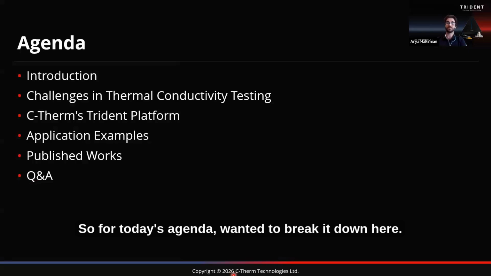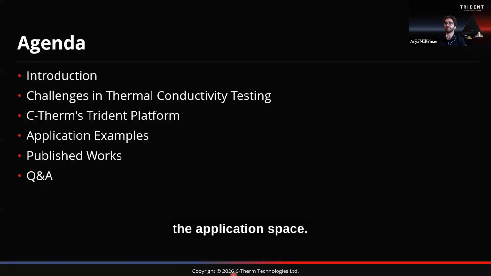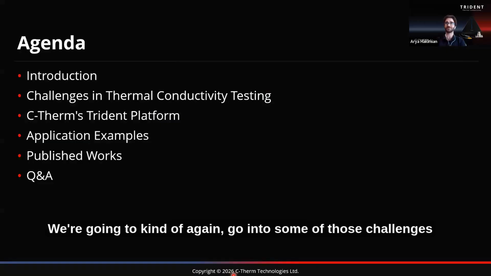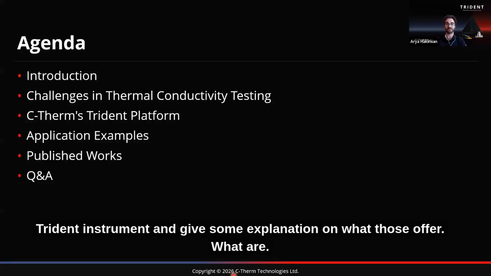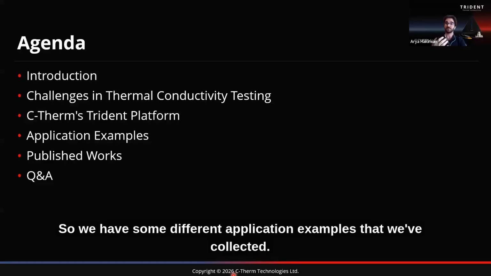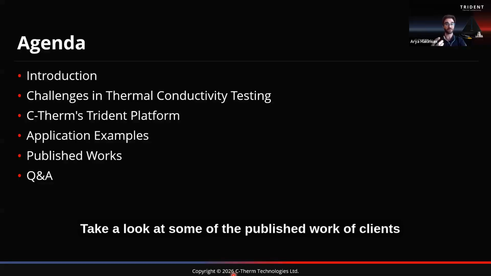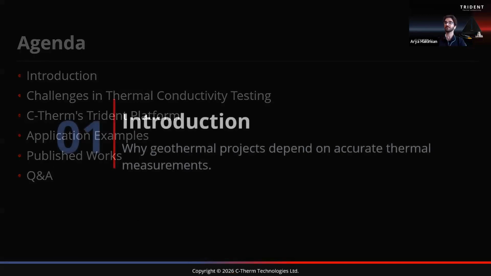So for today's agenda, I wanted to break it down. Here we're going to start out with a bit of an introduction to the application space. We're going to go into some of those challenges that I had mentioned at the beginning, diving into them in a little bit more detail. We'll take a look at C-Therm's Trident instrument and give some explanation on what those options are. And then we're going to go into some data. We have some different application examples that we've collected, and we'll take a look at some of the published work of clients of ours that have used the instrument. And like I said, at the end, we will tie things up with a Q&A.